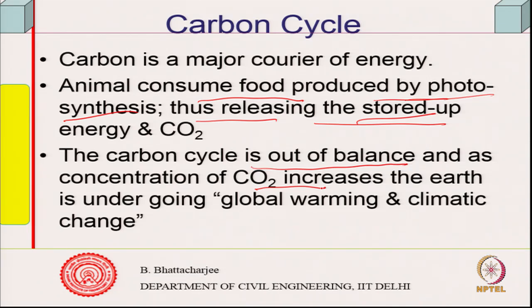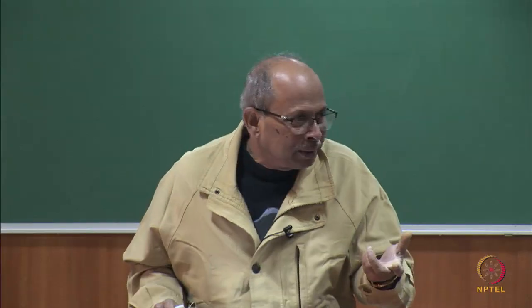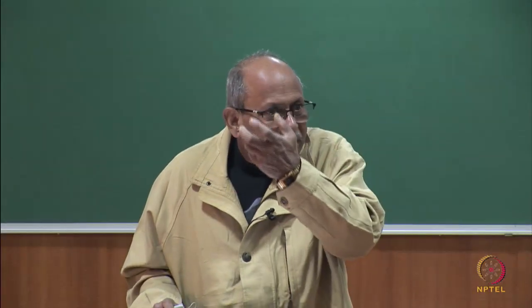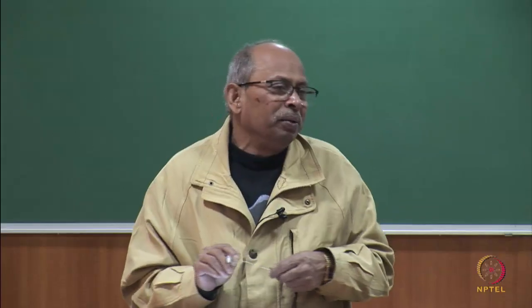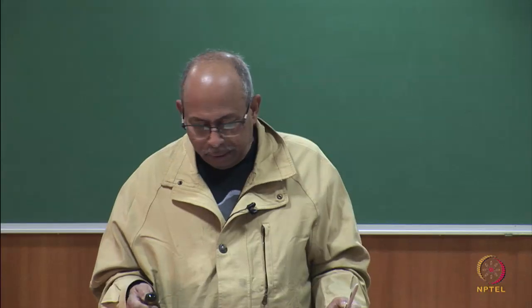Now, if the carbon cycle is out of balance, then carbon dioxide concentration can increase. So, there is a cycle, as you shall see: the plant traps, the animal takes them and converts some of it back into carbon dioxide. If you are burning timber, then also you are producing carbon dioxide. So, the cycle of carbon is very important, and if it is out of balance, that can result in global warming and climatic change, which we shall see a little bit.